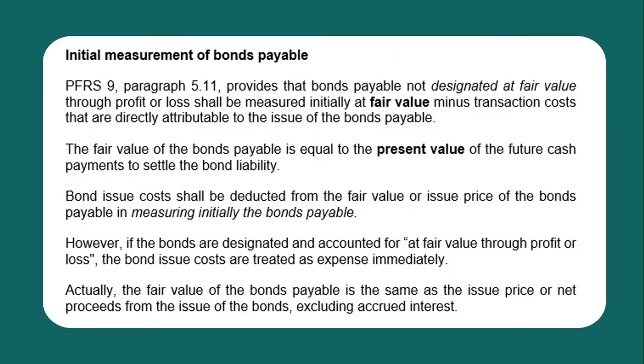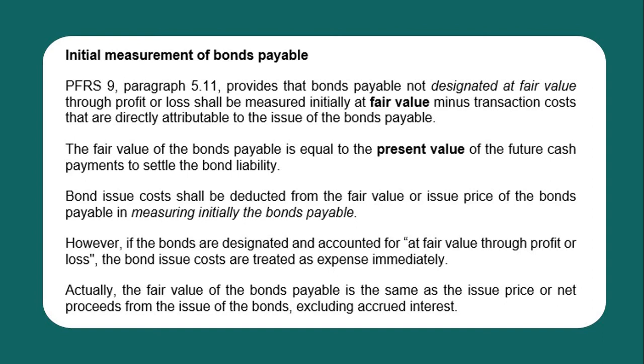So, how do we measure the bonds payable? What is the initial measurement of the bonds payable? According to the standards, bonds payable not designated at fair value through profit or loss shall be measured initially at fair value minus transaction costs that are directly attributable to the issue of the bonds payable. Again, the keyword here is bonds payable not designated at fair value through profit or loss.